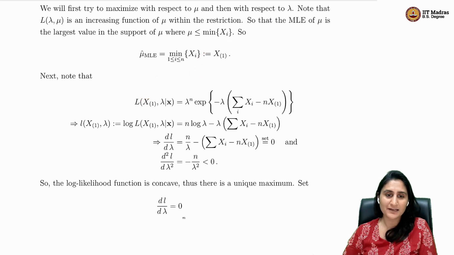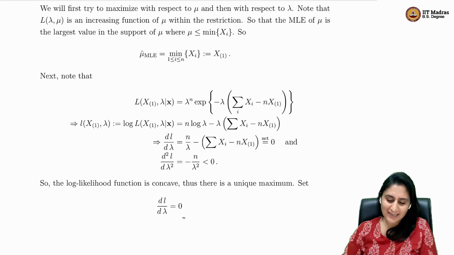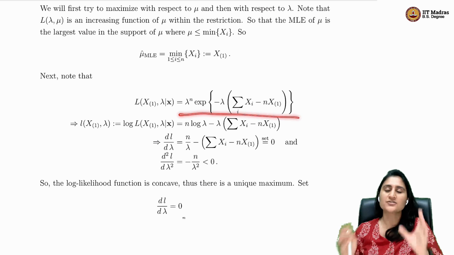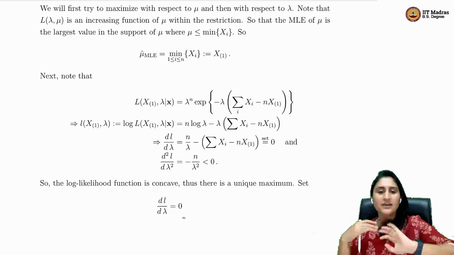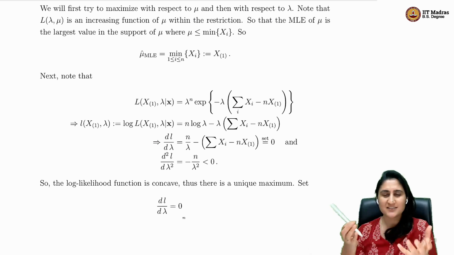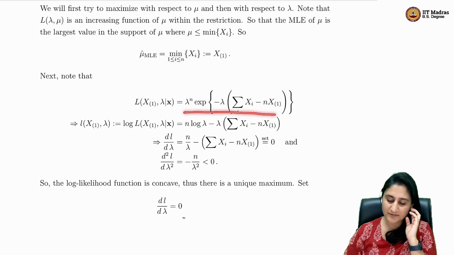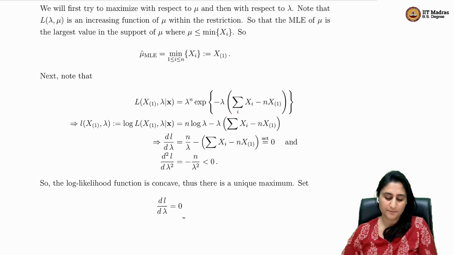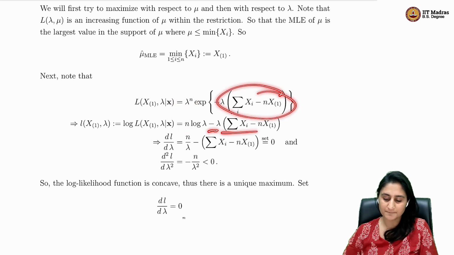So L of mu comma lambda given x now is lambda to the power n, e to the power minus lambda summation xi minus n x order 1. Now again, at this point, there are no restrictions on the values of lambda, so I can actually try and take a derivative in the usual way and set it to 0. And what I also note is that this is a little bit of a complicated looking function to take a derivative of, so I'm going to take log. So once I take log, over here, I get n log lambda minus lambda and this part.